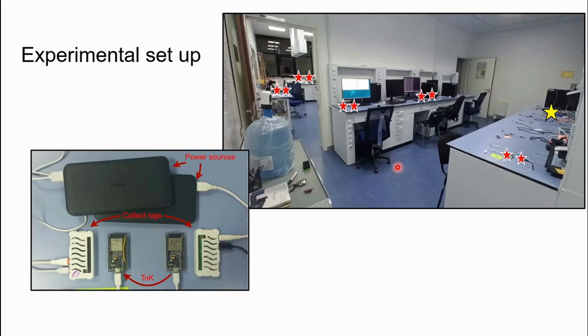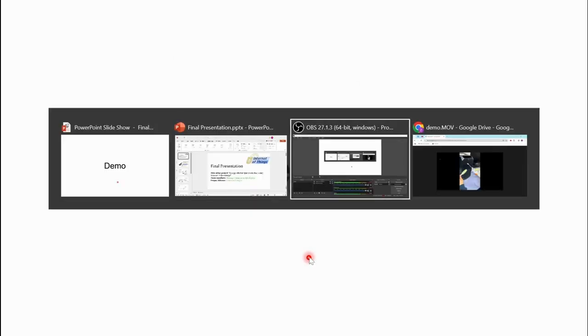Here you can see our experimental setup in the lab. We have our master device here, and these are our slave devices. And here's a closer look. We have our slave microcontrollers plugged into Raspberry Pi devices or desktops so that we can collect their experimental logs. Now I'm going to show you a demo of our system.